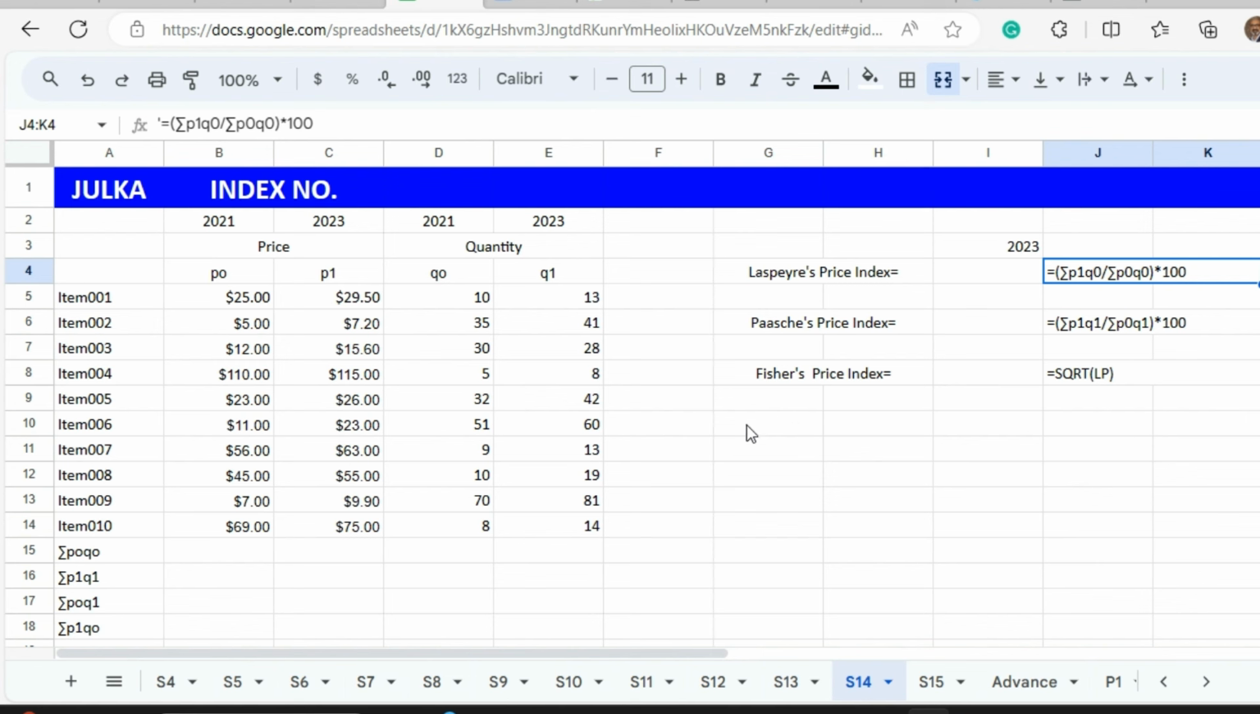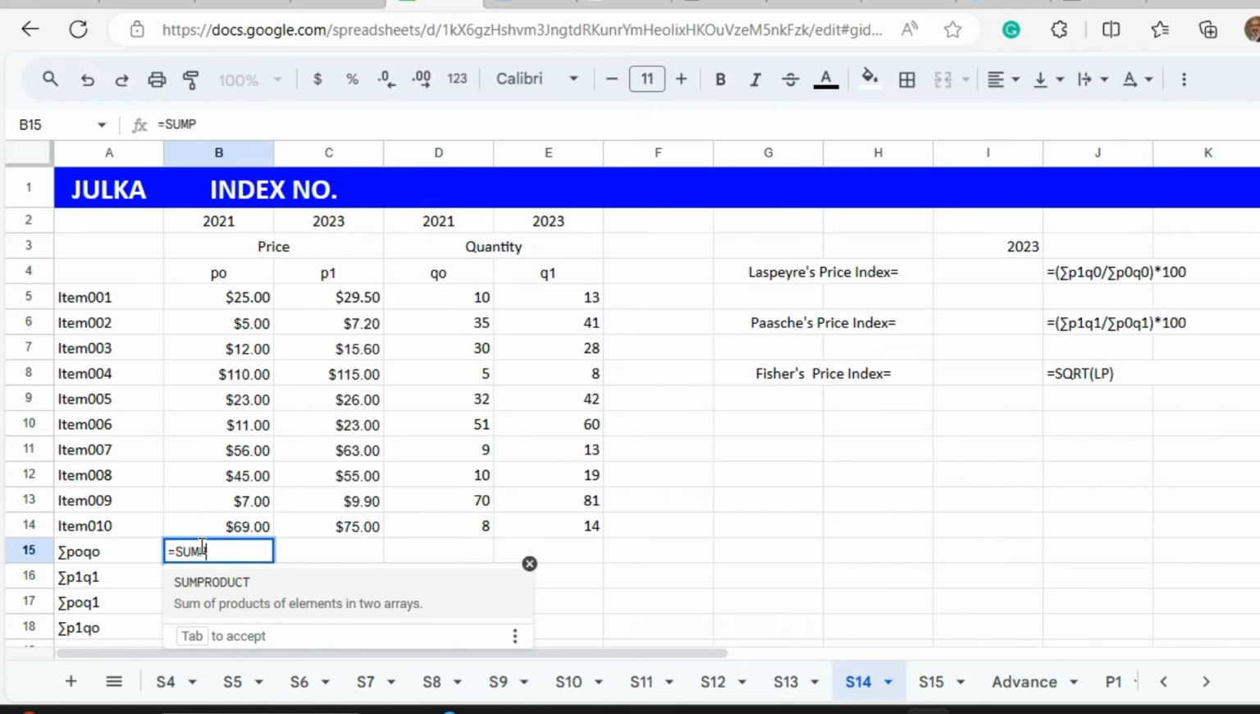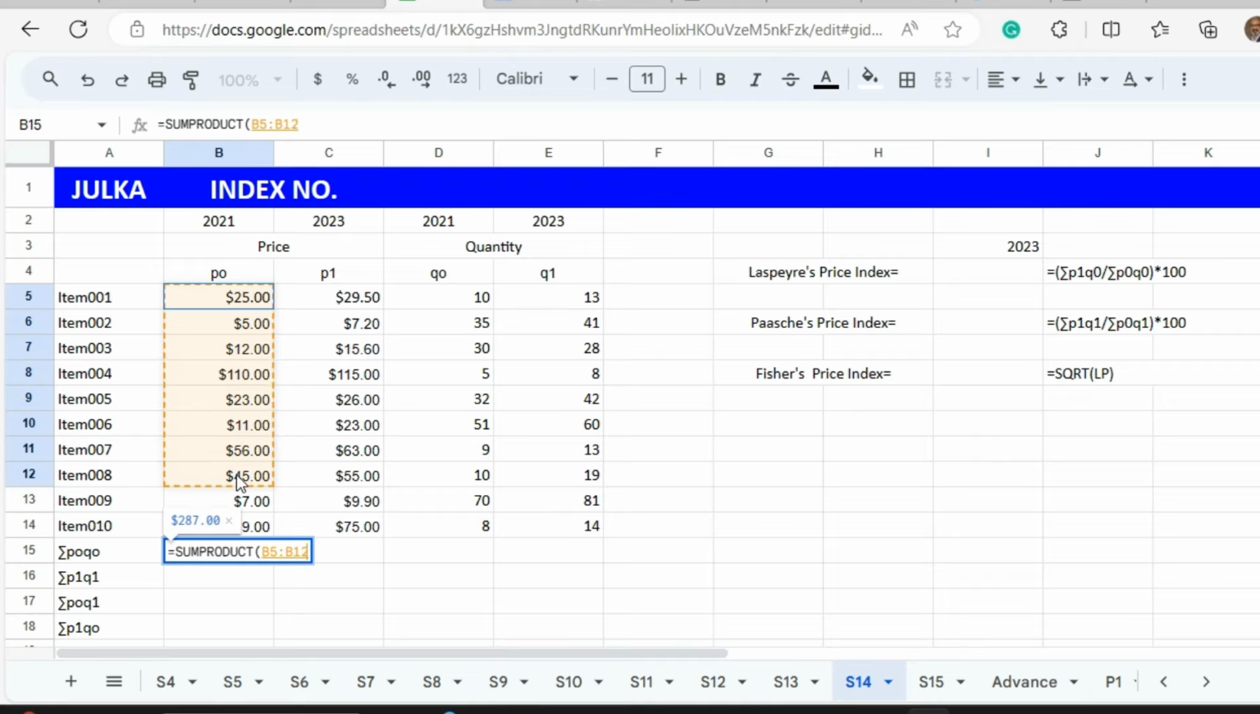But before calculating this, we have to first calculate summation of P naught Q naught, summation of P1 Q1, summation of P naught Q1, and summation of P1 Q naught. To calculate summation of P naught Q naught, we use the function SUMPRODUCT and simply multiply the range of P naught by the range of Q naught and enter.